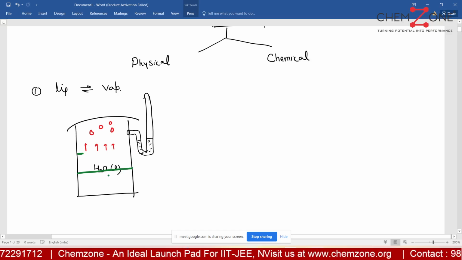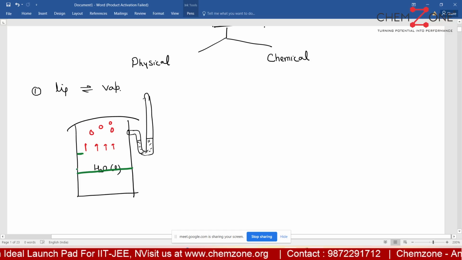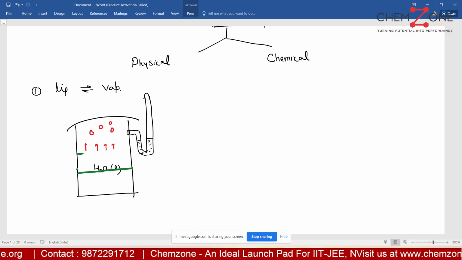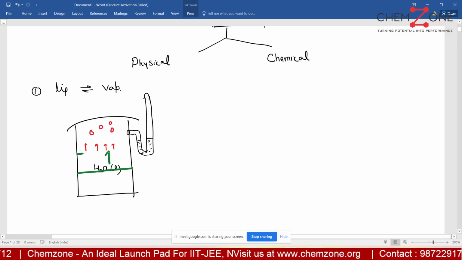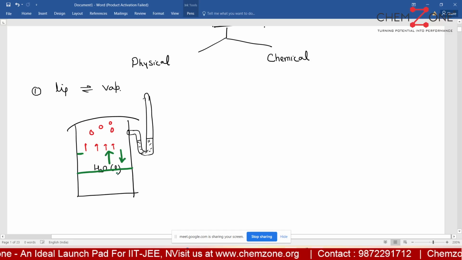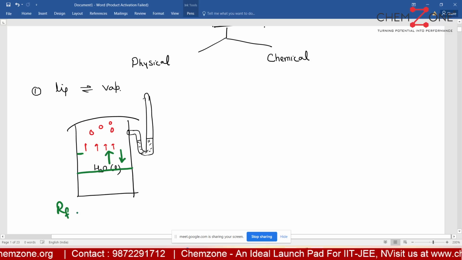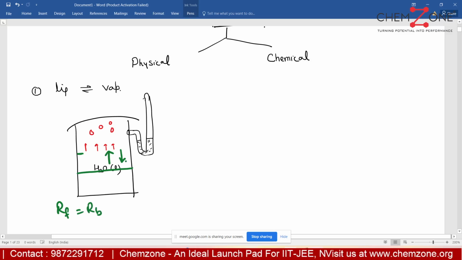What does it mean? Has the evaporation stopped? No, sir. What is happening? It's also condensing at the same time. Yes. So the two phenomena are taking place simultaneously. One is evaporation, the other is condensation. So we say the rate of the forward process is equal to the rate of the backward process.